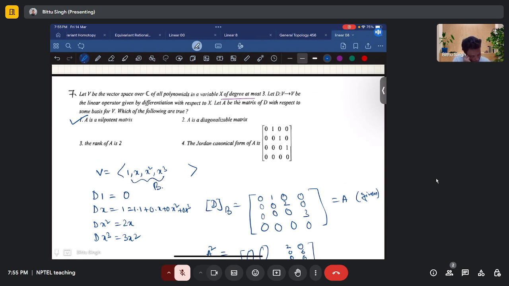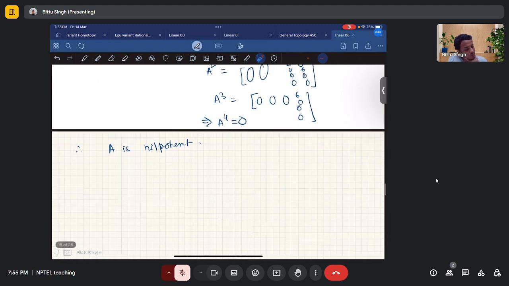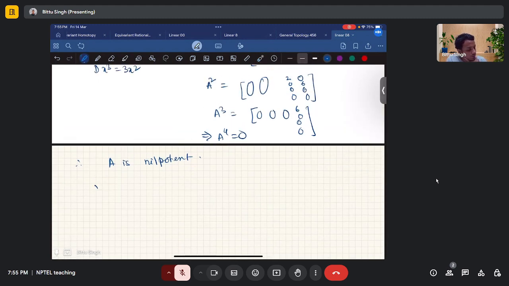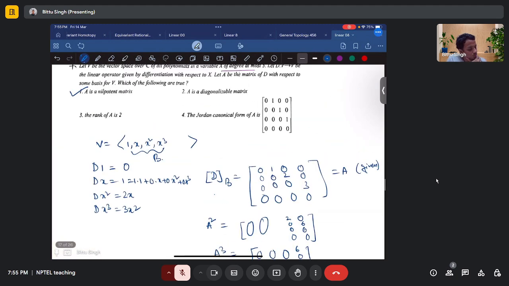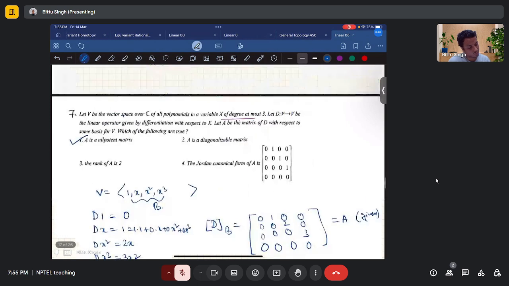Now the question is, what is the rank of A? From here it is clear that the rank of A is 3. There are 3 linearly independent rows, columns. So the rank of A is 3, so option 3 is incorrect. Just remove option 3.